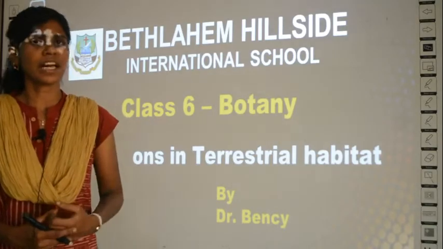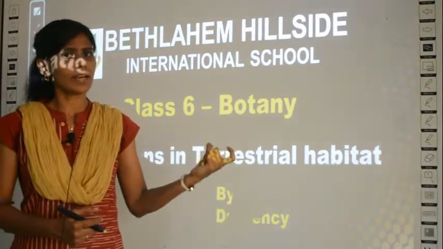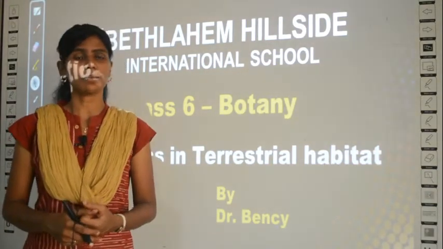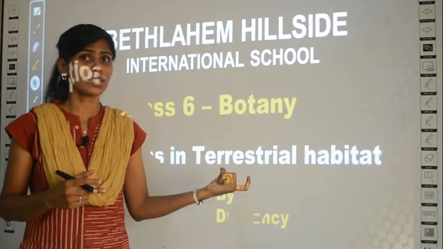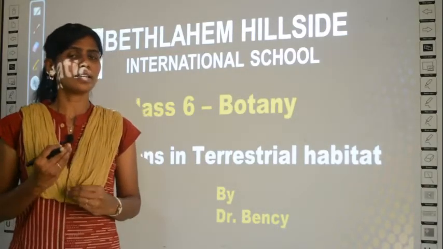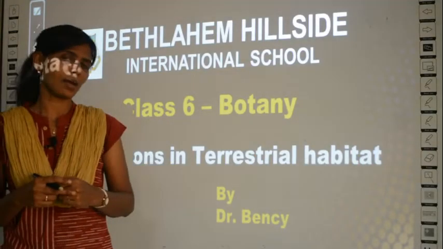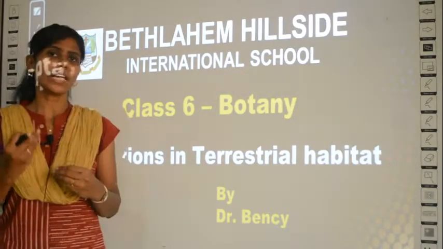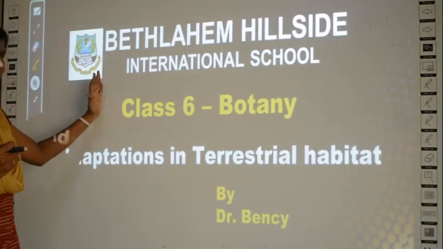In our previous class, we had studied a topic called adaptations in aquatic habitat, right? What is aquatic habitat? Aquatic habitat means water, and terrestrial habitat means, what is terrestrial? Terrestrial means land. So today we are going to learn about the adaptations in a terrestrial habitat. We learn about the types of terrestrial habitat and then we learn about the adaptations in a terrestrial habitat. So let's get started.